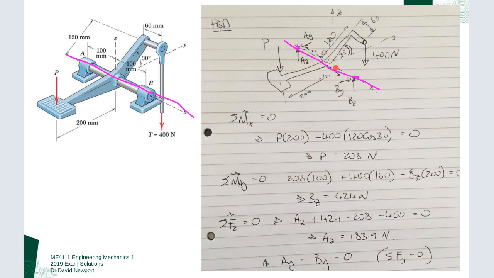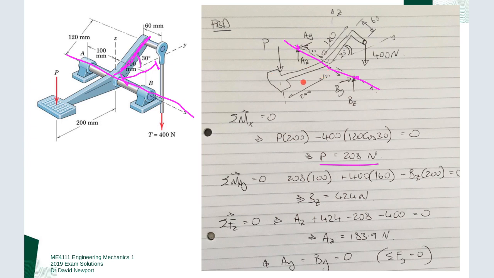So again, looking in from the X axis, I look at the rotations caused by this force and this force. So I've got P times 200 minus 400 times 120 cos 30. So 120 cos 30: this distance here is 120 and the cosine of that angle is 30, so that gives me that distance here. Okay, so that gives me P out to be 208 newtons.